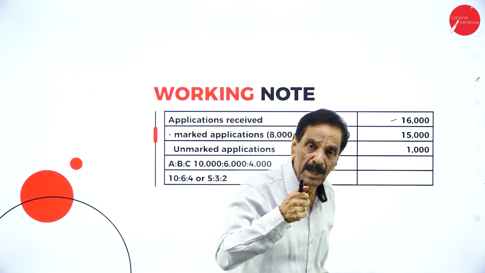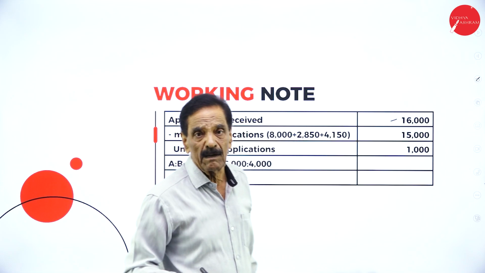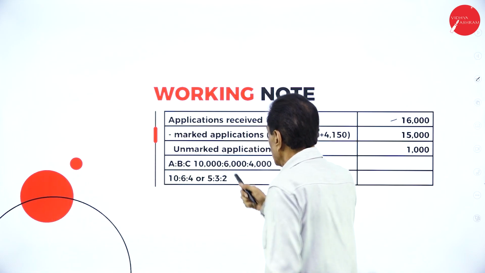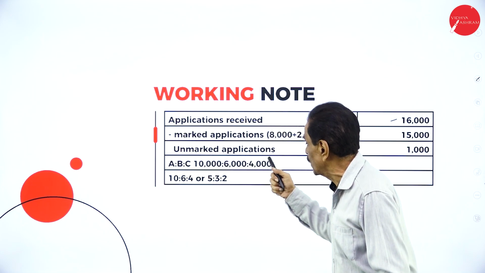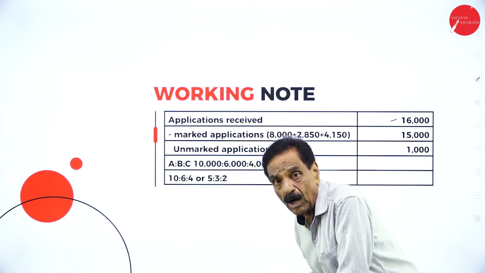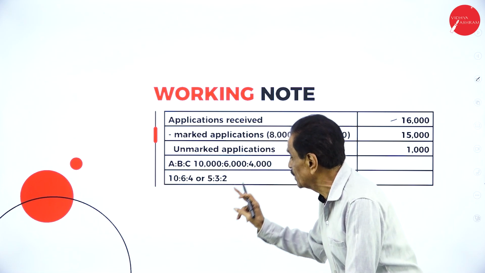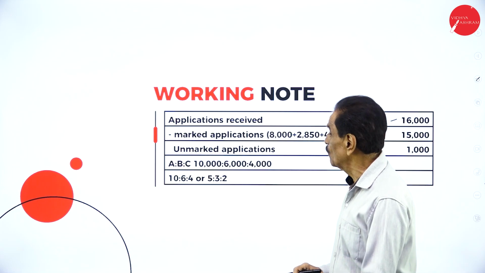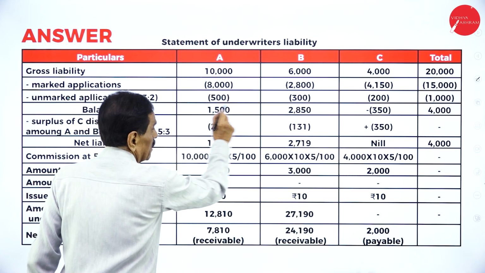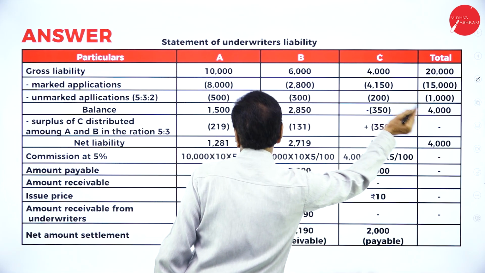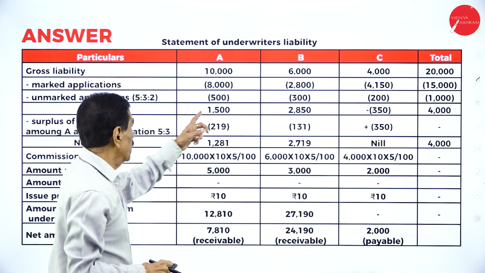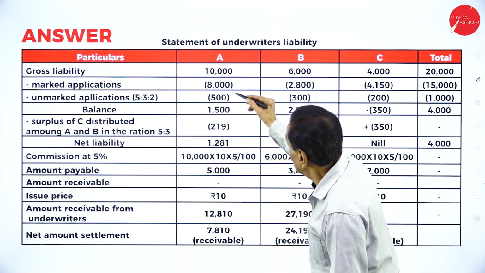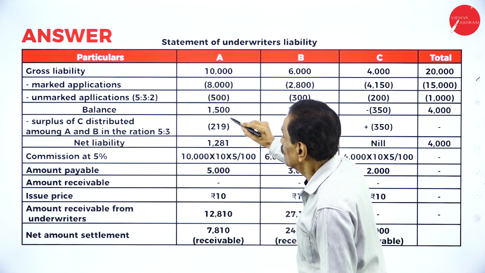So the unmarked application should be distributed among the underwriters in the ratio of gross liability. What's your gross liability? 10,000 to 6,000 to 4,000. They are in the ratio of 10 to 6 to 4, or 5 to 3 to 2. In this ratio, it should be distributed. Here, this is your 1,000. So 5 by 10 is 500, 300, 200.